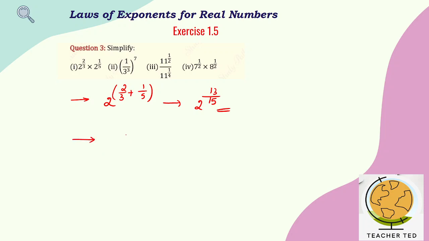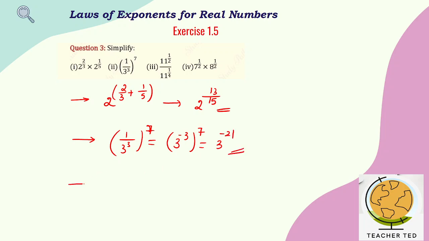Second one, 1 over 3 cube to the power of 7. I can simplify this like this. 1 over 3 cube can be written as 3 to the power of minus 3, to the power of 7. Here you need to multiply because a to the power of m to the power of n is a to the power of m into n. You need to multiply this, that will give the answer 3 to the power of minus 21.